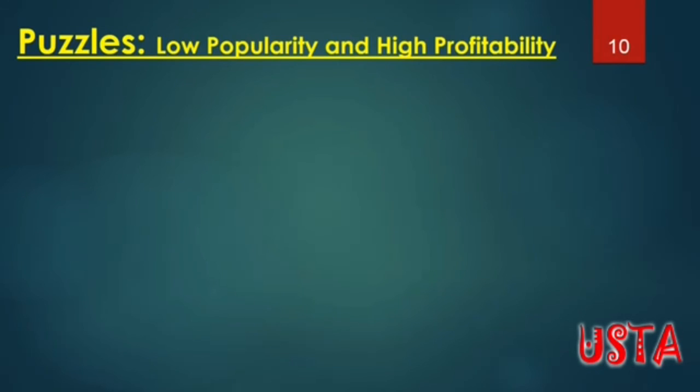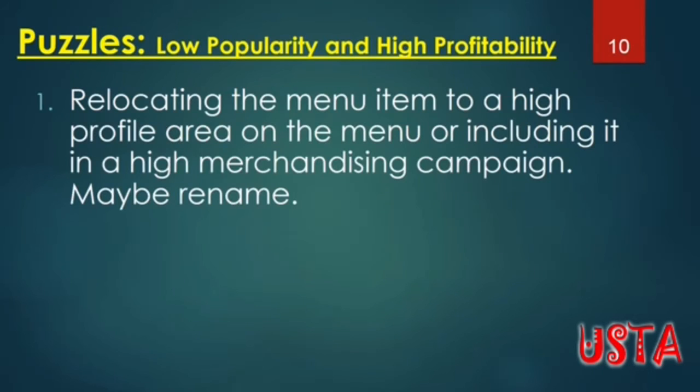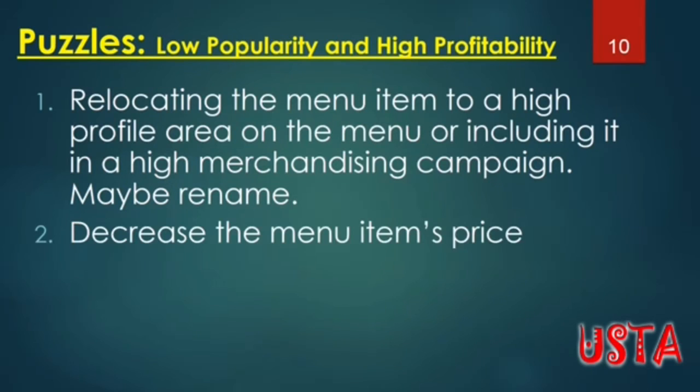One possible way to make them more popular is to try to relocate them to a high profile area. It's just the opposite of our plow horses. Include them in a high merchandising campaign, maybe rename them, right? Make these specials, position them in a different way, give them high menu visibility, make them stand out on our menu. Sometimes we could also just lower the price, increase their popularity enough to produce higher overall profits. So reduce the price to see if the menu item is overpriced by testing for price elasticity. So we can maybe decrease the price, get more people to buy them, and they'll still make us money.